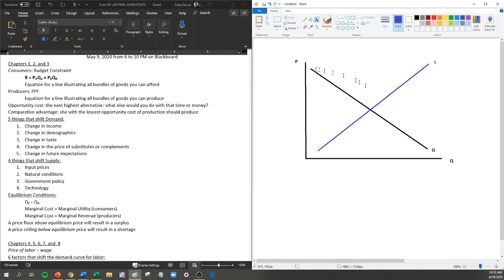We have to do a back and forth between suppliers and demanders, producers and consumers, and we will come to our equilibrium point here in the middle where supply and demand meet. And this is where we will find our equilibrium quantity. Don't forget that at equilibrium, quantity supplied equals quantity demanded. And this is also where we will find our equilibrium price.